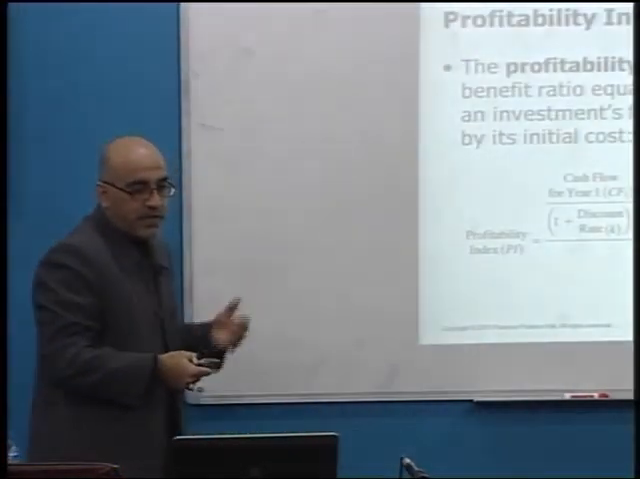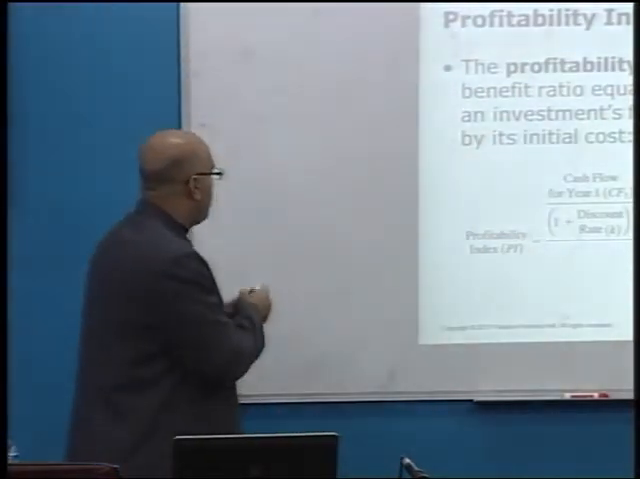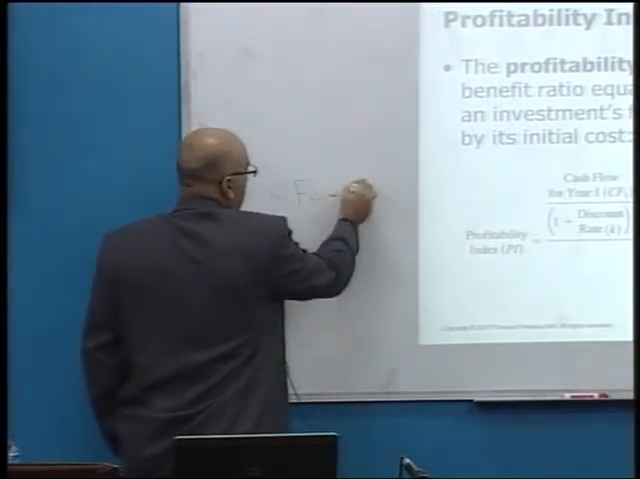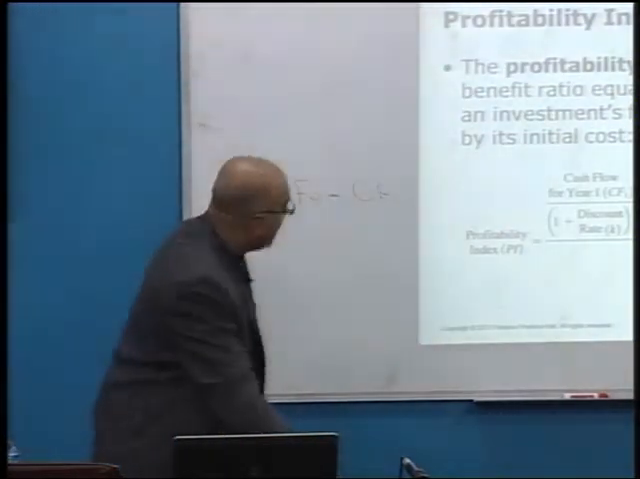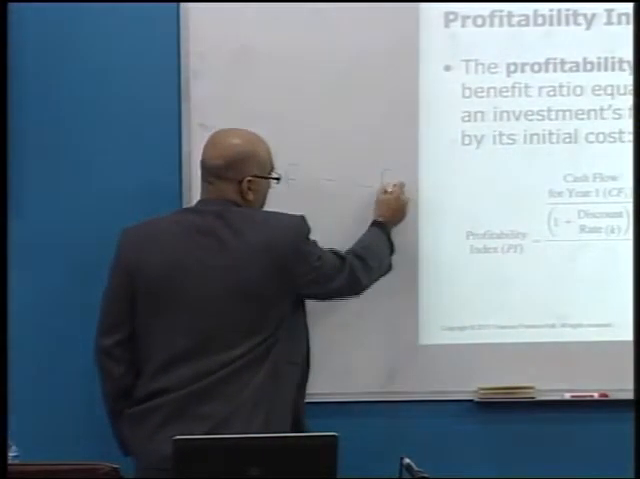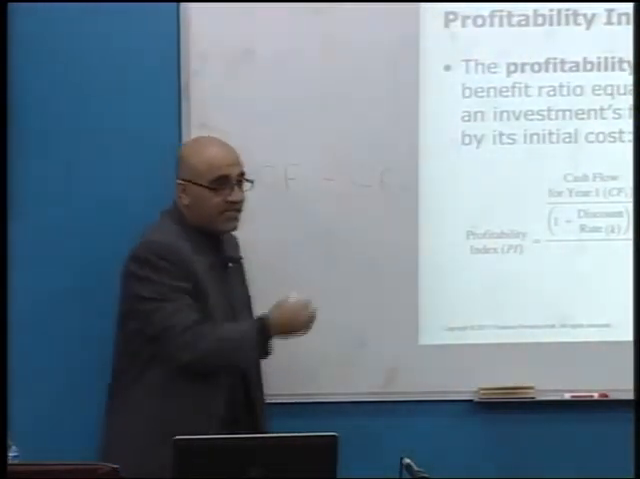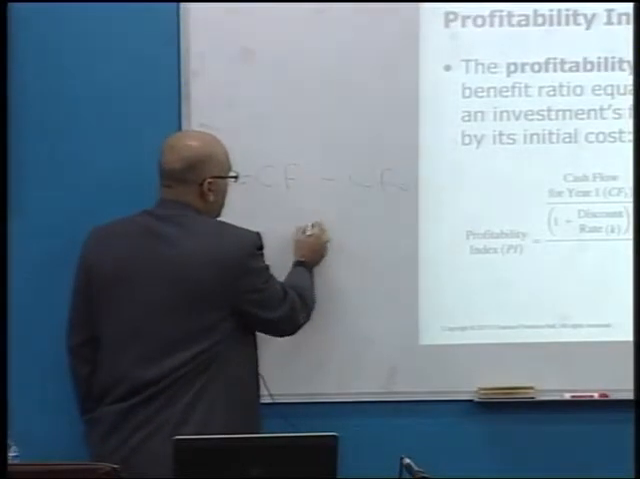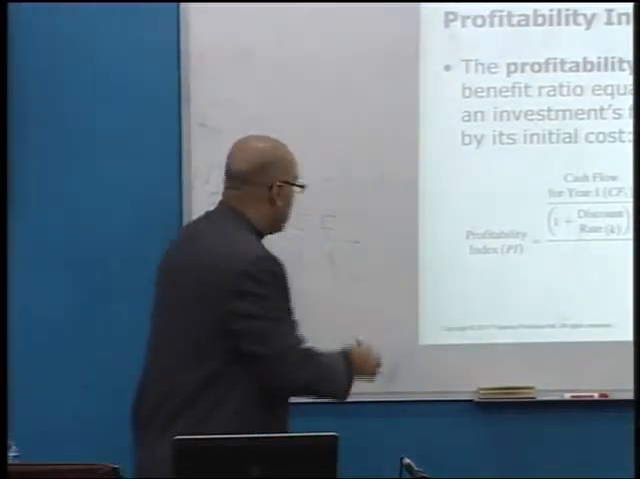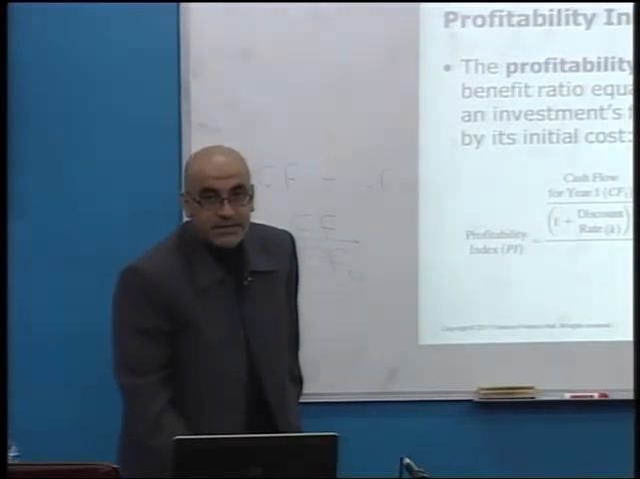Okay, so the PI is similar to the net present value, but instead of discounting the cash flow and subtracting the initial cash flow, which gives the net present value, what we do is just divide the discounted cash flow by the initial cash flow. This is why it's called the profitability index.